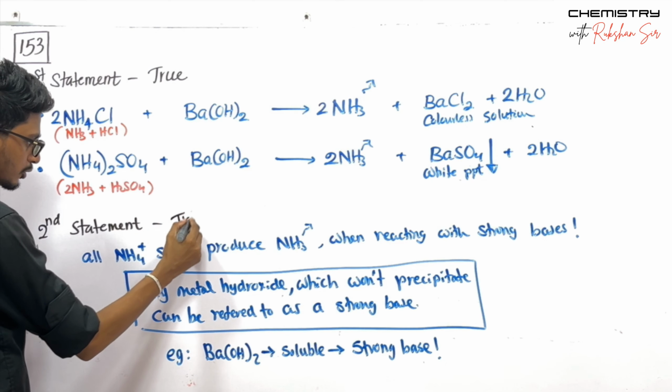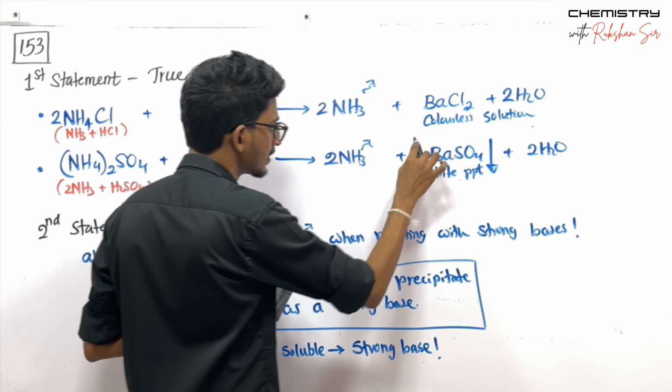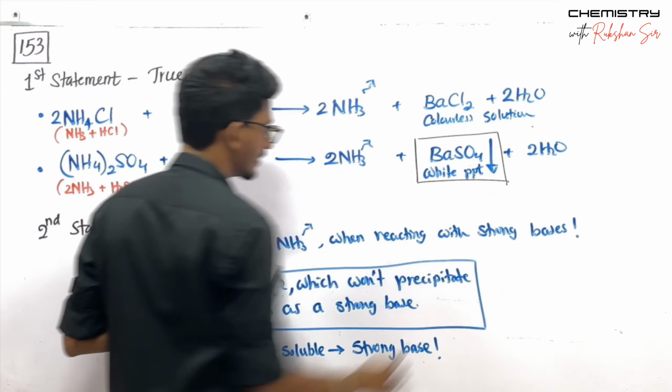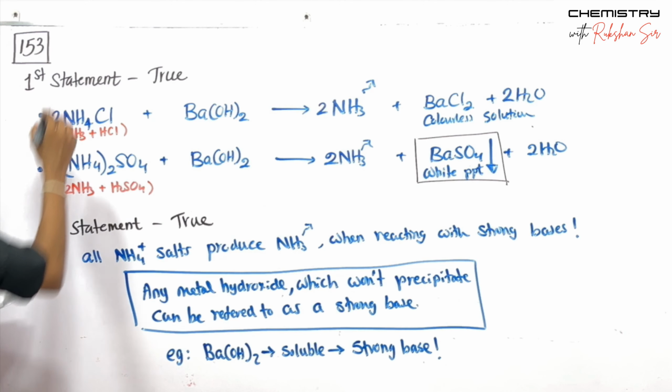Both the statements are true, but the second one won't explain the first one, right? The differentiation could be done because of this precipitation, and there is no mention about that thing. So both are true, but the second won't explain the first one. So better to go with answer number 2.